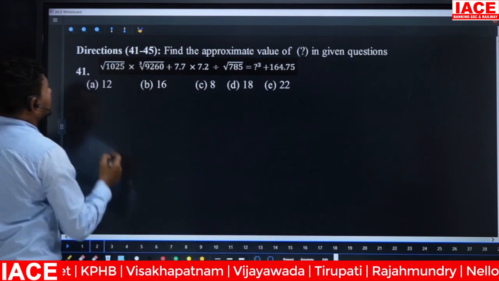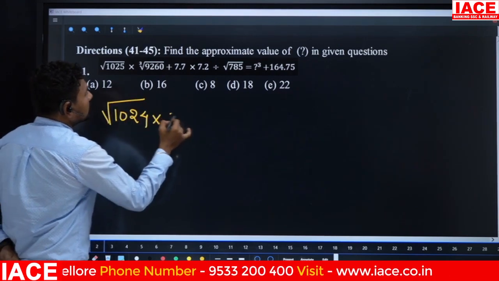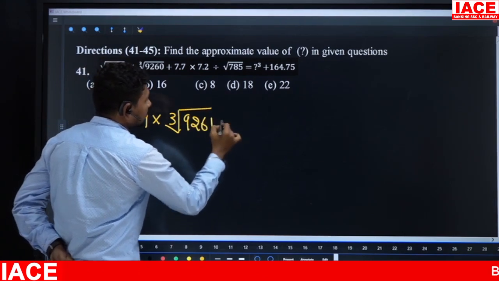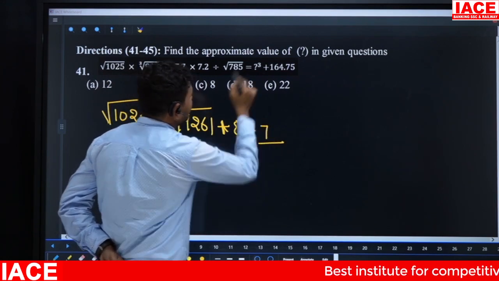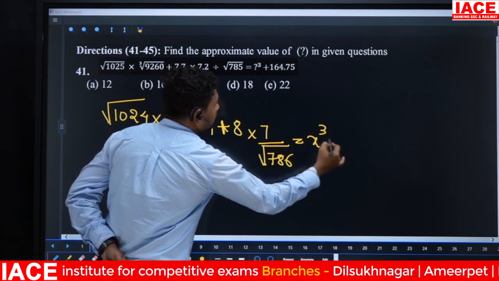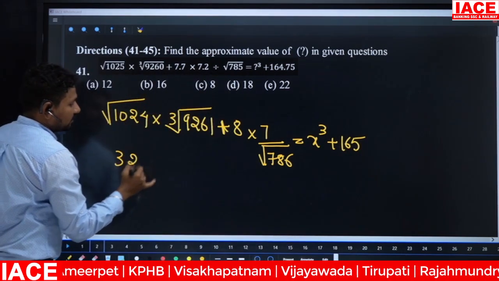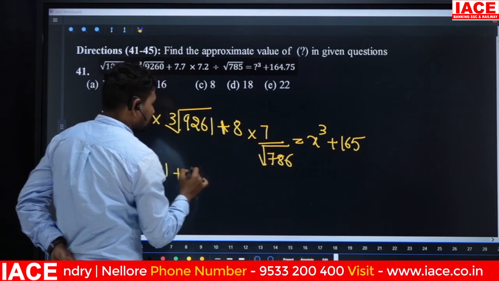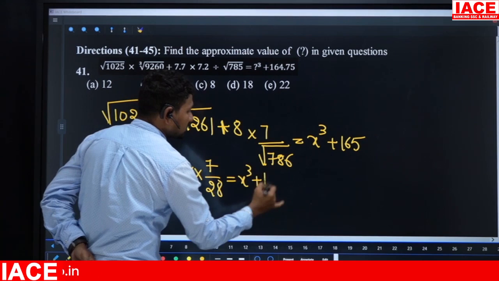So look at the first one, 41. Root of 1025 is given, but we know root of 1024. Third root of 9260 is given, we should write 9261. Plus 7.7 we can write 8, into 7.2 we can write 7, divided by root of 785 we write root of 786, is equal to x cube plus 165. Because root of 1024 value is 32, and third root of 9261 value is 21, plus root of 786 value is 28, is equal to x cube plus 165.